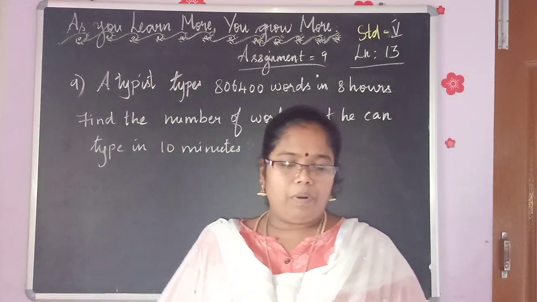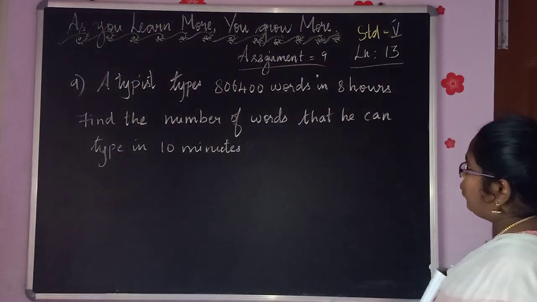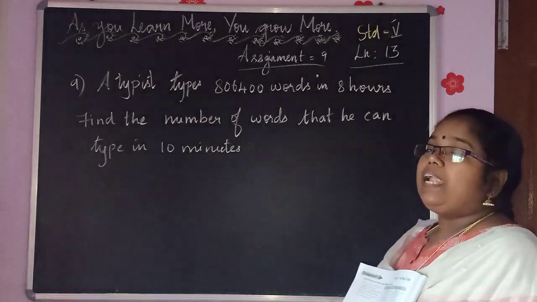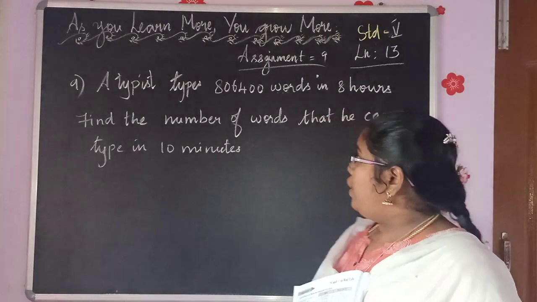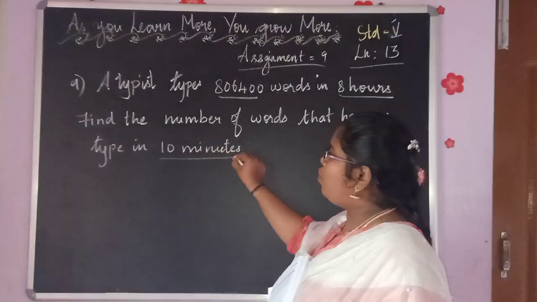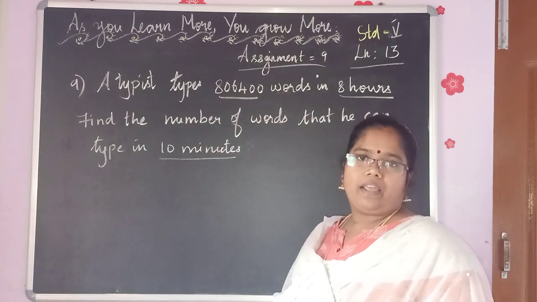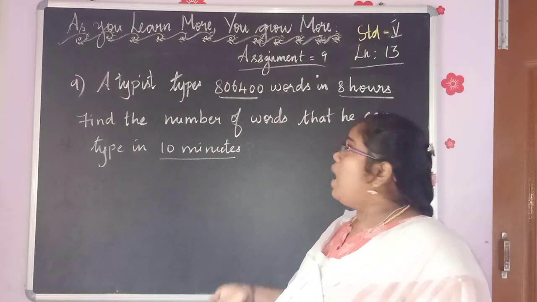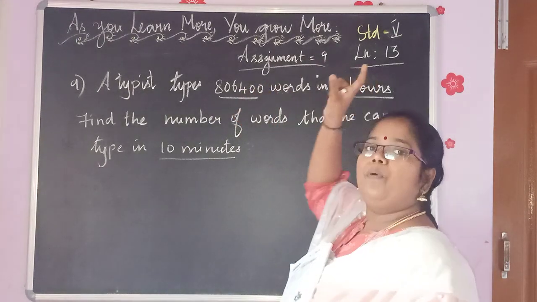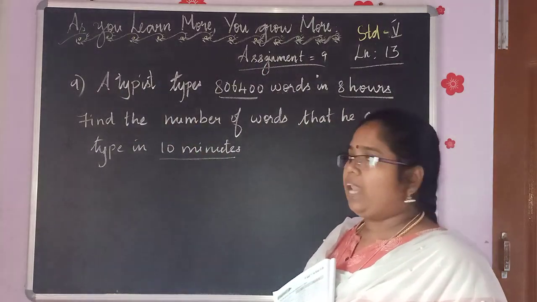Children, your ninth problem. A typist types 8,06,400 words in 8 hours. Find the number of words that she can type in 10 minutes. See, listen, this many words in 8 hours, but the question is asked for 10 minutes. The answer is asked in terms of minutes. We have to convert the hours into minutes to start with the problem. For this many words in so many minutes, we will get some number of words for 1 minute, and for 10 minutes, how much will we calculate?